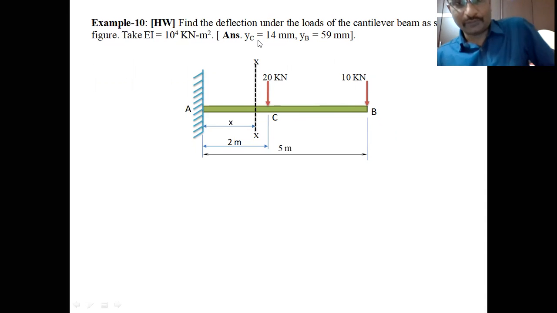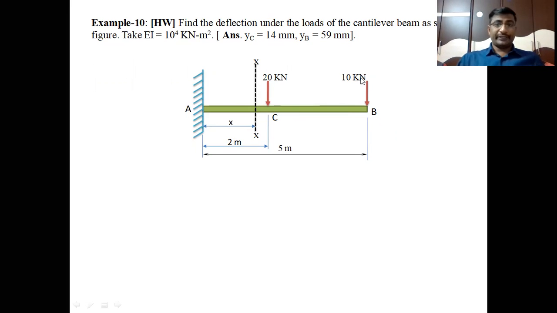YC, the deflection at point C, is 14 mm. Deflection at point B, the free end, is 49 mm. The flexural rigidity value here is given as 10 to the power 4 kilonewton meter square. So this is the given problem.